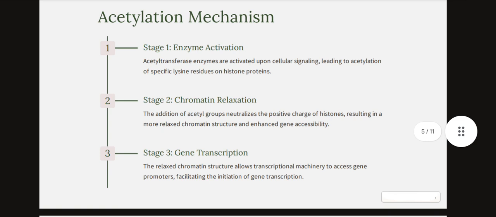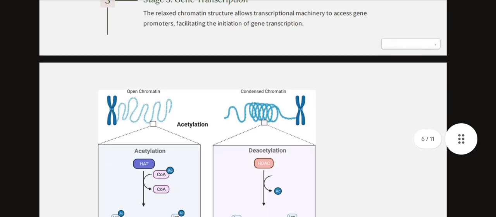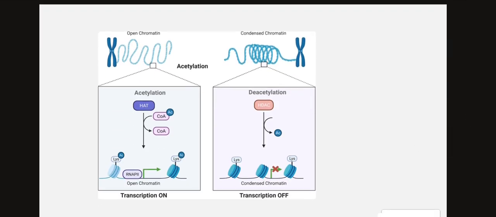Acetylation occurs in three major steps: enzyme activation, chromatin relaxation, and gene transcription. Acetylation requires an enzyme named HAT, histone acetyltransferase. As we can see in this image, the N-terminal, which is rich in lysine amino acid residues, is positively charged. So when an acetyl group is transferred to the lysine amino acid, the positive charge is neutralized by the acetyl group, therefore allowing relaxation of the structure and allowing transcription to occur.